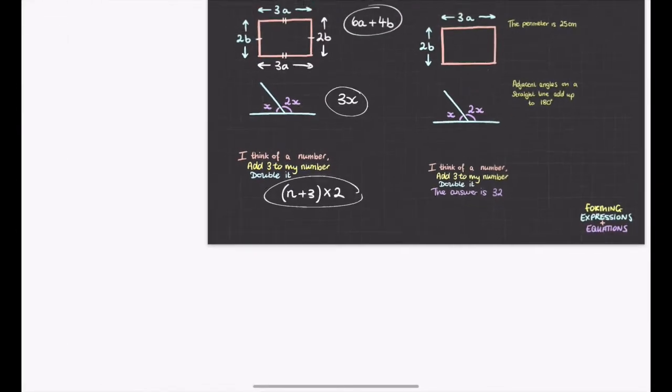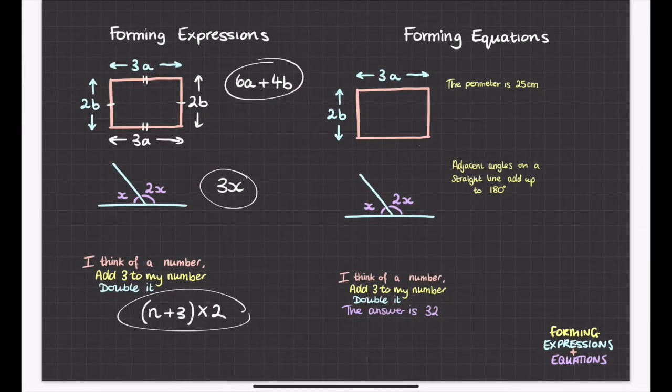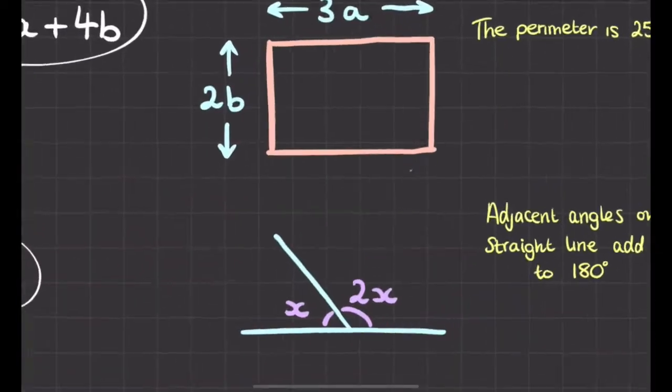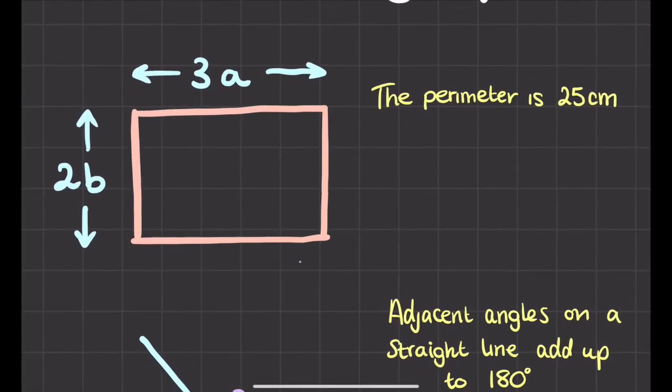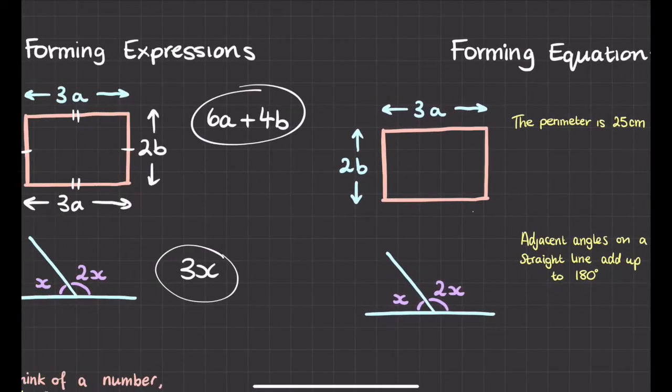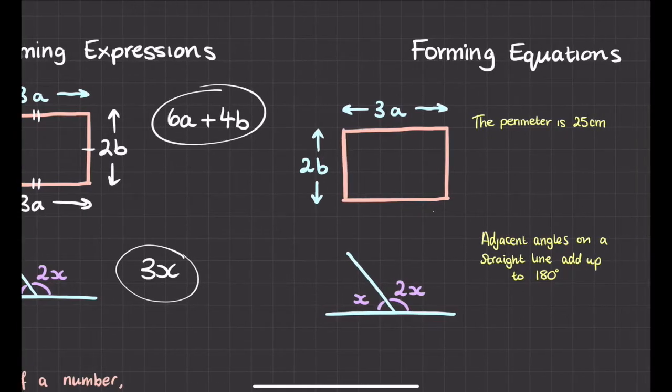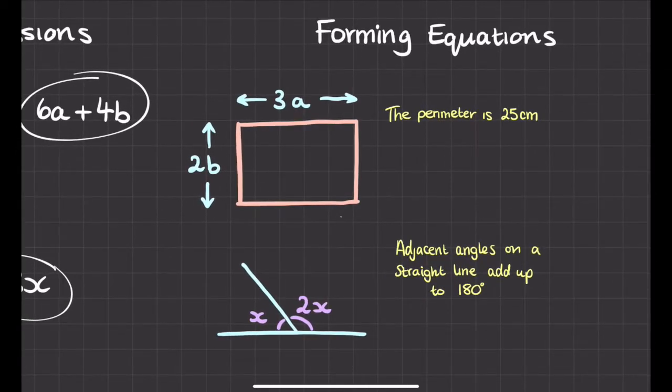Now, those are expressions, and notice that there are no equal signs there. And that's the difference between expressions and equations. Equations do have equal signs. So let's have a look at this example here. Now, I want to form an equation. We said already, didn't we, that for this rectangle, it was 6a plus 4b. That was the perimeter. The perimeter was 6a plus 4b.